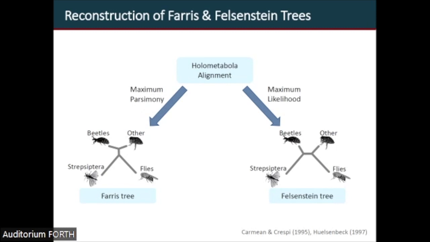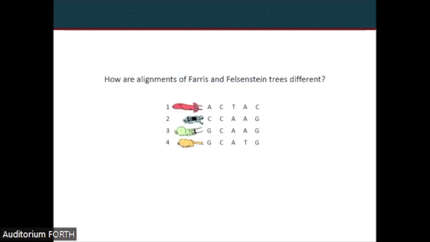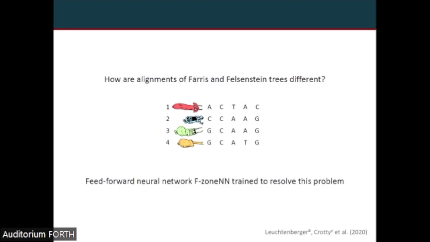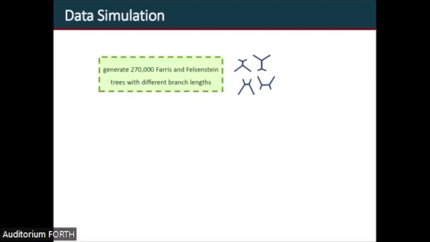This alignment, and what the true tree is, was discussed for a very long time. So what we need is an answer to the question: how are alignments of Ferris and Felsenstein trees different from each other? The network I tried to learn from is the network Epsilon and N, which was trained to resolve this question. Epsilon and N was trained on simulated data.